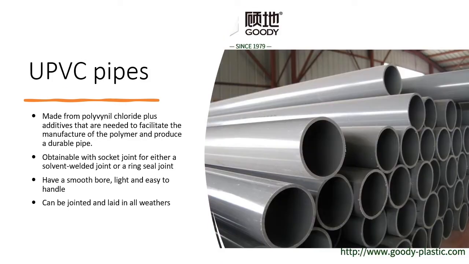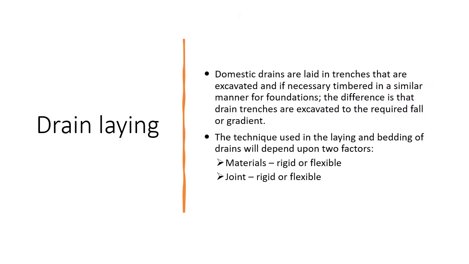UPVC pipes. It is made from polyvinyl chloride plus additives that are needed to facilitate manufacture of polymer and produce a durable pipe. Obtainable with a socket joint for either a solvent welded joint and ring seal joint. Have a smooth bore, light and easy to handle. Ini yang biasa kita jumpa kan UPVC pipe ni. Can be jointed and laid in all weathers.